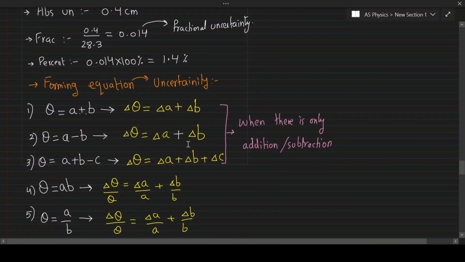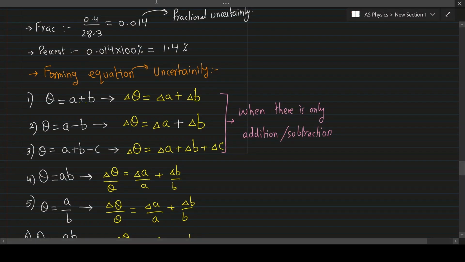Now, this is an important concept that you need to get: whenever there's no fraction in the equation, and only addition or subtraction is being done in the equation, you just need to add the absolute uncertainties. There is no fraction. Similarly, you can see in this I have also added. You need to remember this concept.